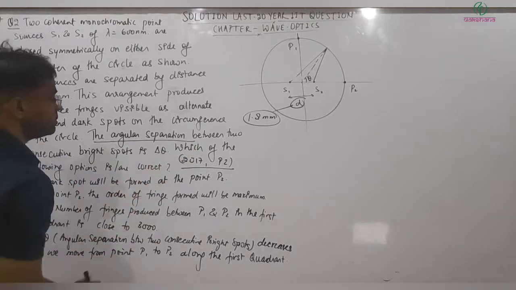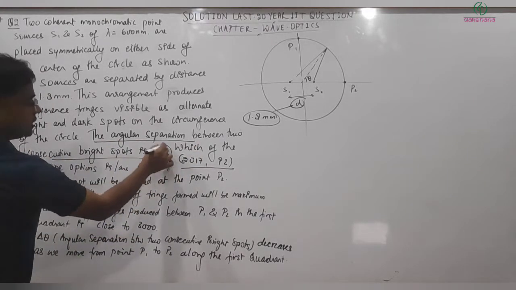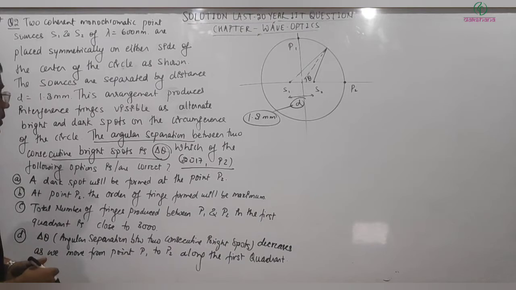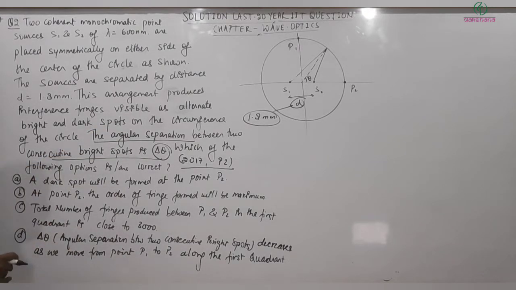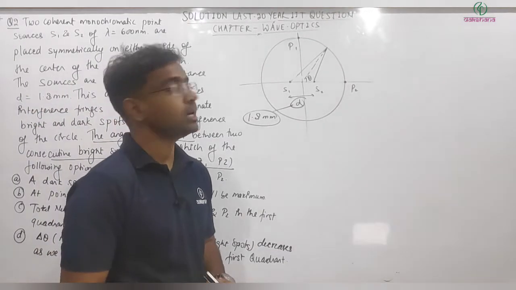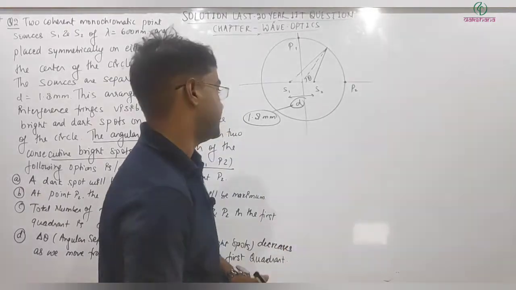The angular separation between two consecutive bright spots is delta theta. Which of the following options are correct? Dark spot will be formed at point P2. At point P2, the order of fringe formed will be maxima. Total number of fringes produced between P1 and P2 in the first quadrant is close to 3000, and delta theta, the angular separation between two consecutive bright spots, decreases as we move from point P1 to P2. So these are four options. We need to check which of these is right and which is wrong.